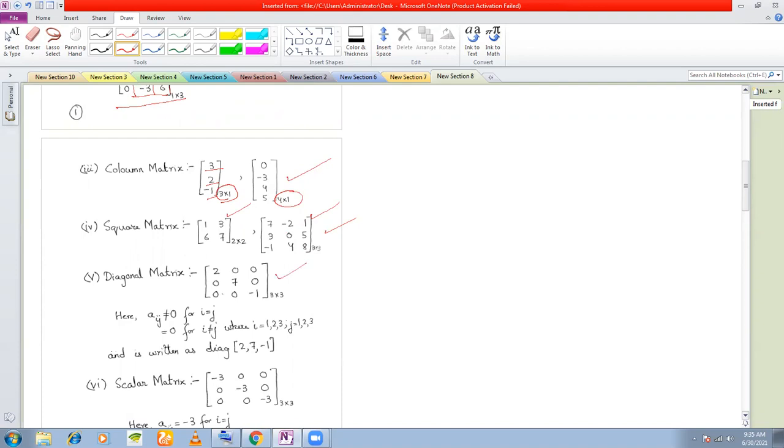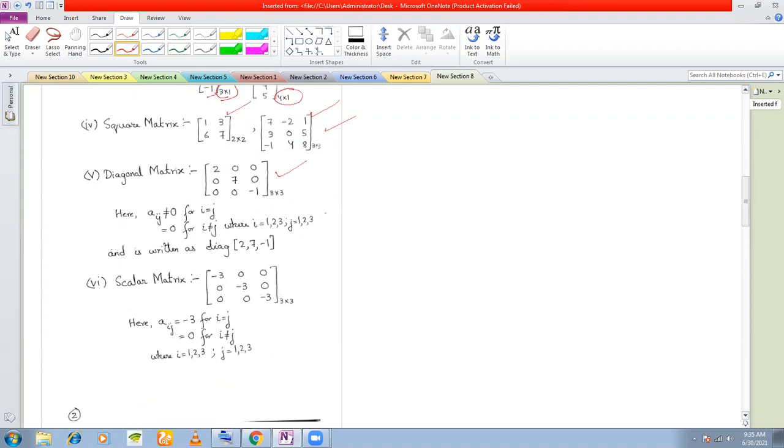Next is the definition of a diagonal matrix. You can look at these definitions also, although not much needed here. A diagonal matrix is that kind of matrix in which only the diagonal elements are non-zero. All the other elements are zero, right? This is called the principal diagonal. A square matrix in which only the principal diagonal elements are non-zero is called a diagonal matrix.